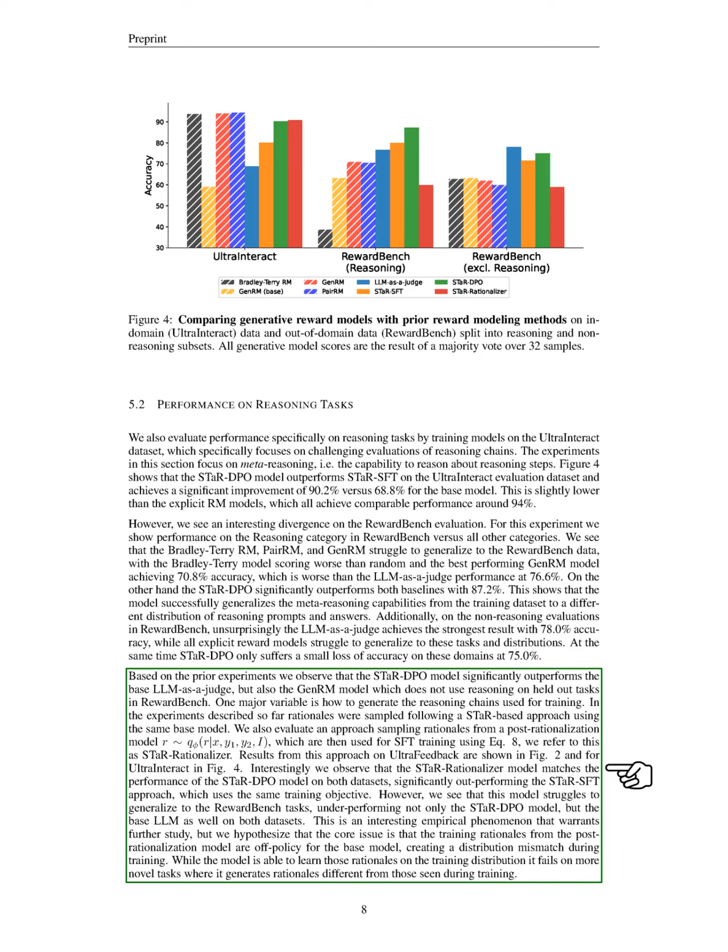We also explored how to generate the reasoning chains used for training. We sampled rationales using a STaR-based approach with the same base model. We then evaluated a method that samples rationales from a post-rationalization model, which we call STaR Rationalizer. Results showed that the STaR Rationalizer matched the performance of the STAR DPO model on both datasets, significantly outperforming the STAR SFT approach. However, it struggled to generalize to RewardBench tasks, performing worse than both the STAR DPO model and the base Llama model.